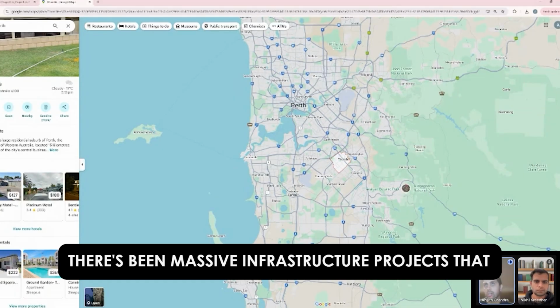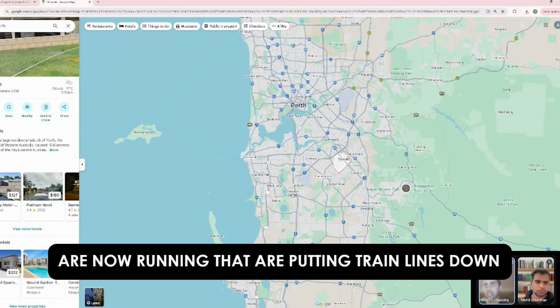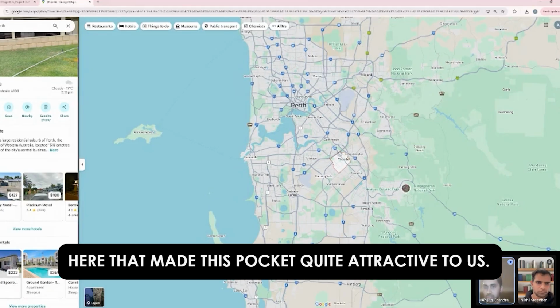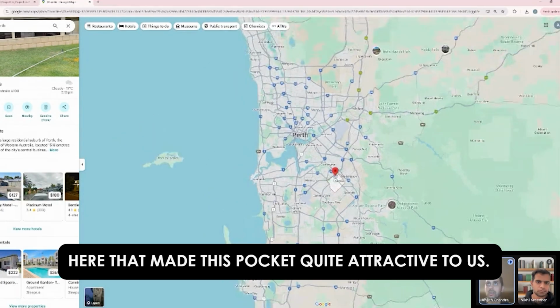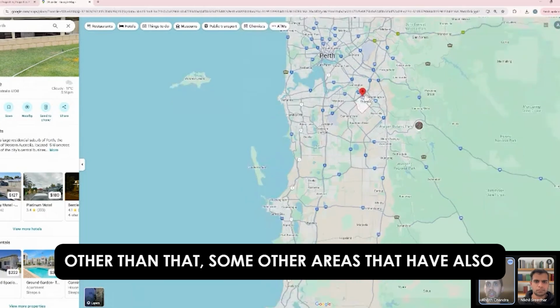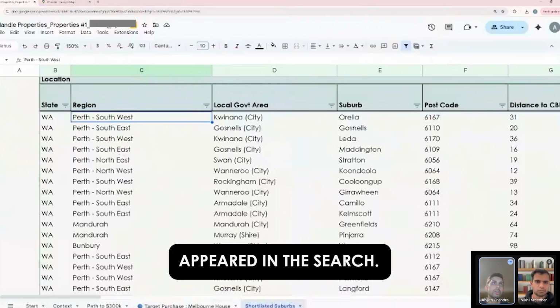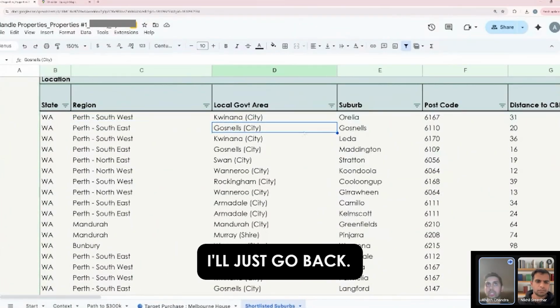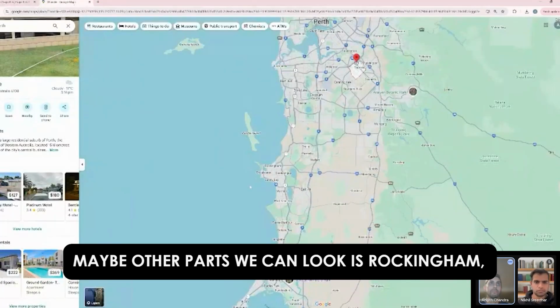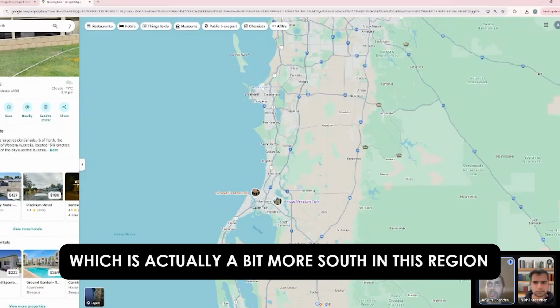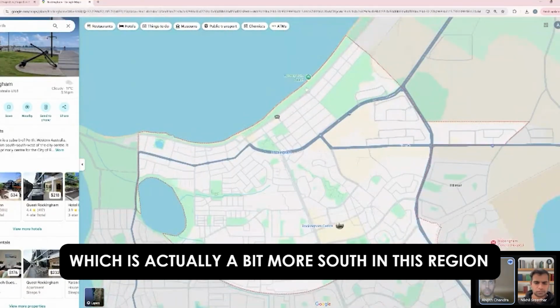There have been massive infrastructure projects that are now running that are putting train lines down here that made this pocket quite attractive to us. Other than that, some other areas that have also appeared in the search, I'll just go back. So we've talked about Gosnells, which we just covered. Maybe other parts we can look at, such as Rockingham, which is actually a bit more south in this region here.